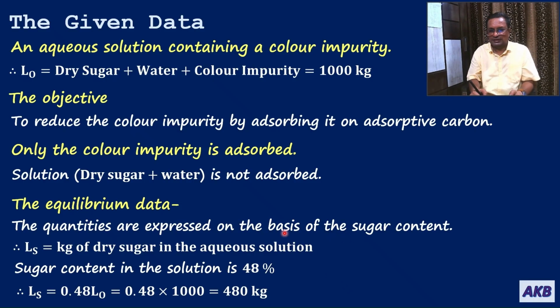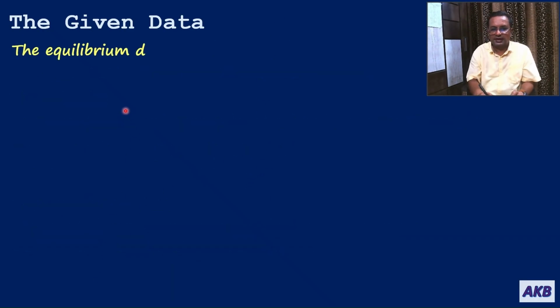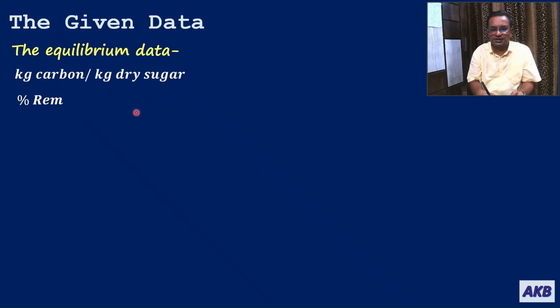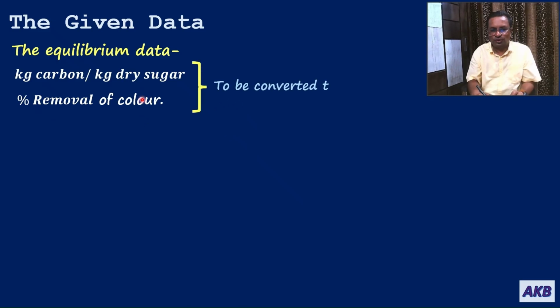So I hope this is clear to you. Let us move ahead. Further, the equilibrium data is given in this form. We have different values of kg carbon per kg dry sugar, and then we have different values of percentage removal of color. We are going to convert this data to capital X and capital Y.